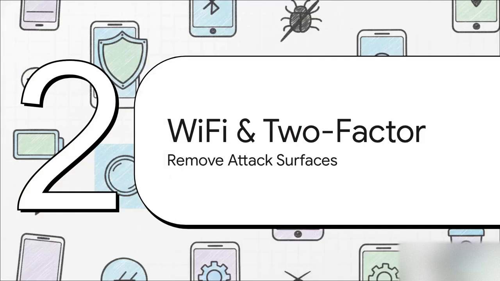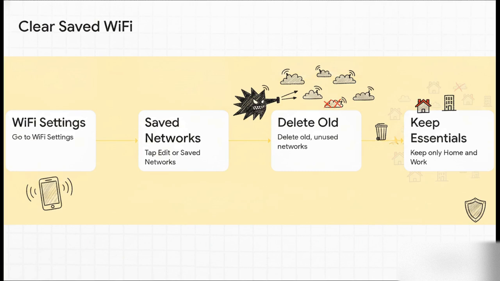Back to the list with check number 4, Wi-Fi and two-factor authentication. We are removing attack surfaces here. Did you know that your phone is literally constantly broadcasting probe requests? It is actively calling out the names of every single network it has ever connected to, desperately searching for them.